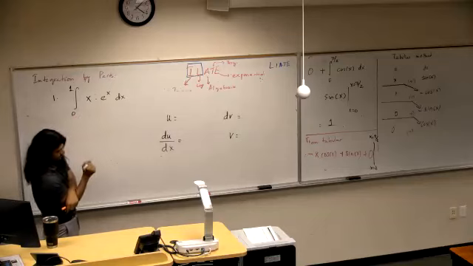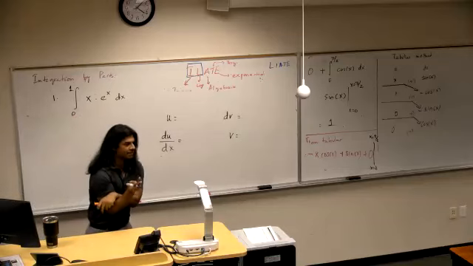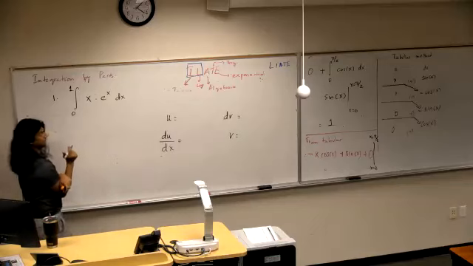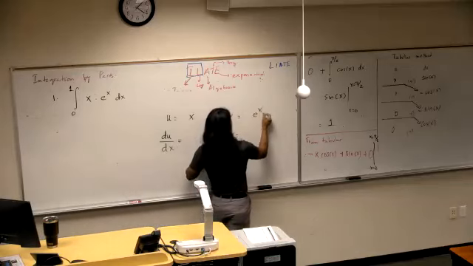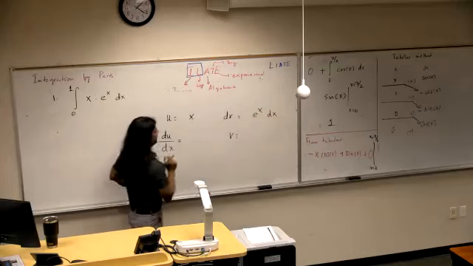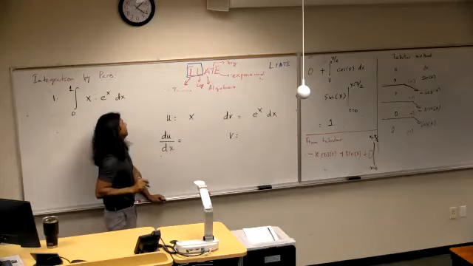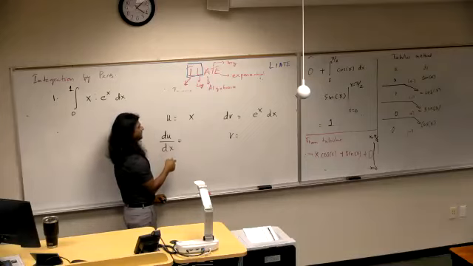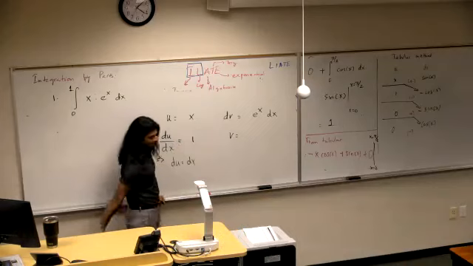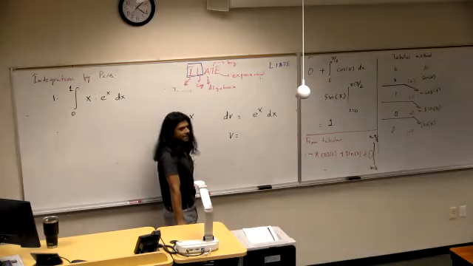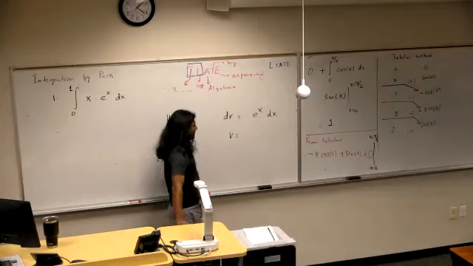What should u be? Is it x or is it e raised x dx? X, obviously. So x here, e raised x dx. What is the derivative of u? 1, which would imply du is simply dx. If you integrate e raised x, what do you get, Carter? Either e raised x.